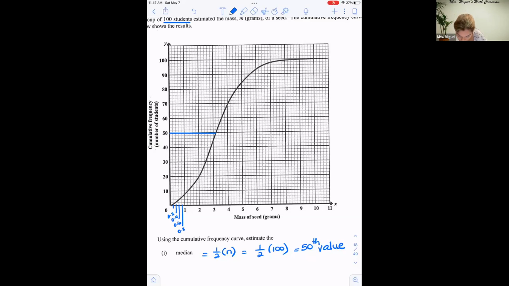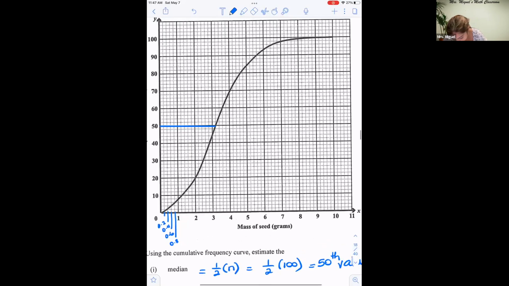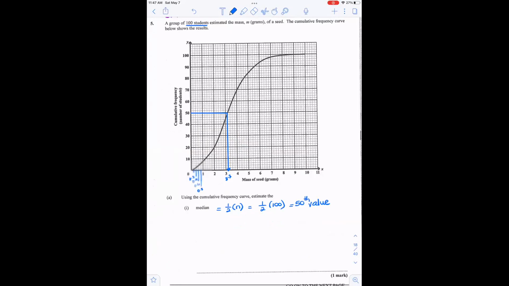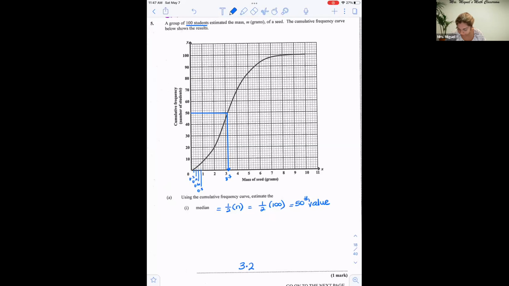All right. Who has an answer? 3.2, miss. Very good. 3.2. Did anybody else get that? Right. So it's 3.2 grams, 1 mark. You didn't have to work out anything. All you had to do was read it off from the graph.